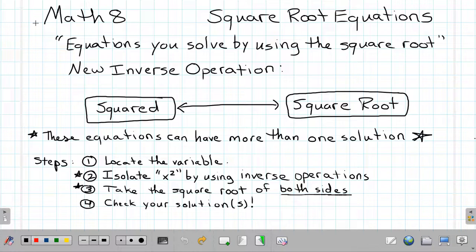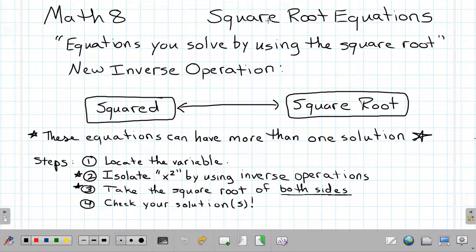Now with these equations, as you'll notice when we look at some of the examples, they actually don't have square roots in them. I'm calling them square root equations in that what you're going to have to use to solve the equations, or the inverse operation, as you see here, is the square root. Okay, so what I mean by this are equations you solve by using the square root.